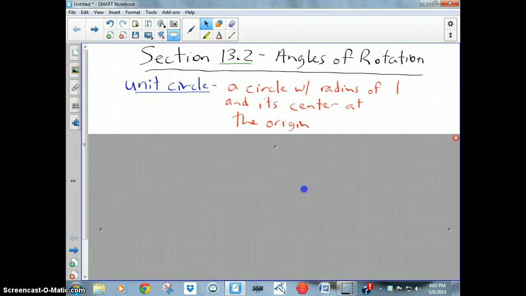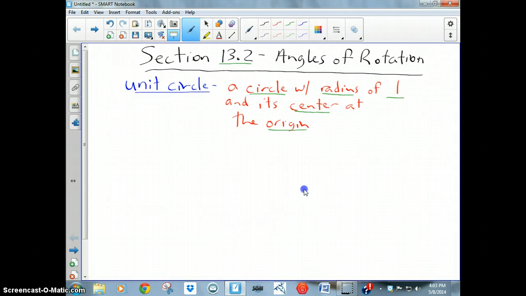So the first thing that we need to understand is what the unit circle is. I'm going to be dealing with the unit circle a lot throughout this unit. A unit circle is a circle that has a radius of 1 and has its center at the origin.